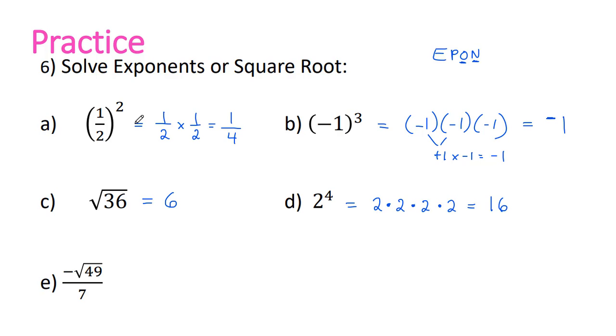For E, we have the square root of 49, but notice that this negative sign is outside the square root. That means that needs to be held for our answer. It's like a negative sign outside of a bracket. So the square root of 49, what times itself makes 49? Well, that's 7. So we're going to hold the negative sign, and the square root of 49 is 7, divided by a positive 7. So we have negative 7 divided by positive 7. Our answer will be negative, and 7 divided by 7 is 1.